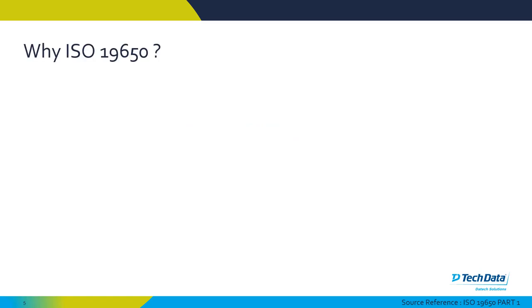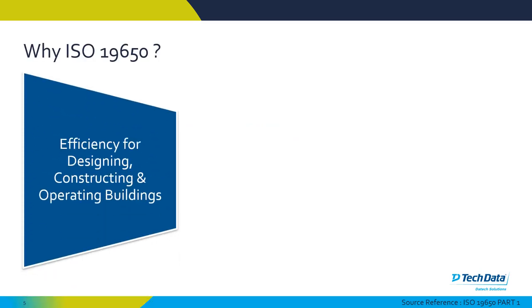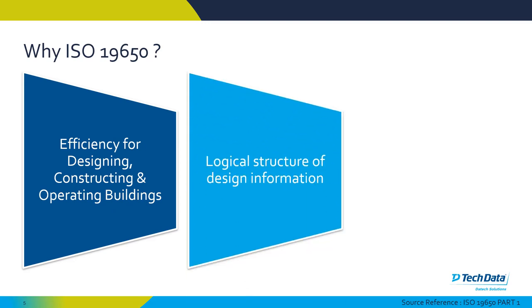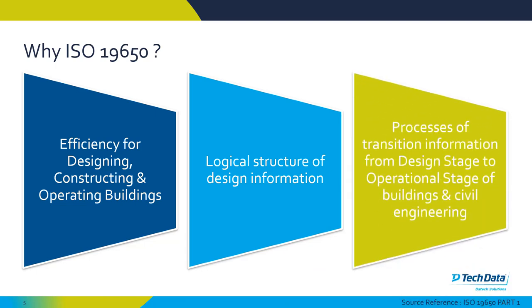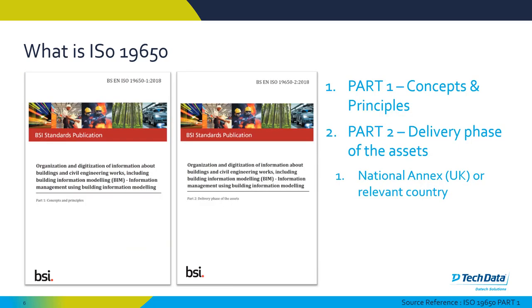So just a bit of an introduction, why would you use ISO 19650? For efficiency, for designing, constructing, and operating buildings, for arranging and organizing the logical structure of design information and construction information, and then for the processes of transitioning information from the design stage, through the construction stage and across the operational or maintenance stage of building and civil engineering projects.